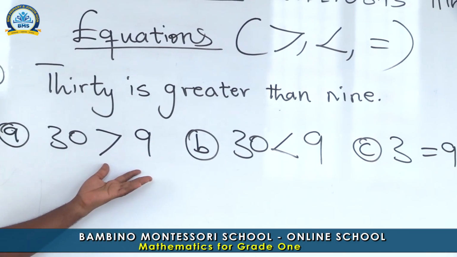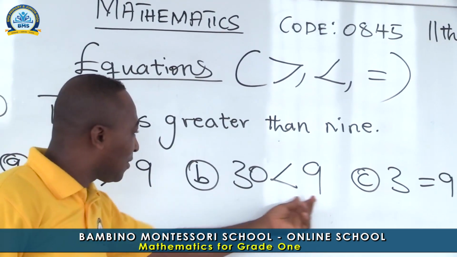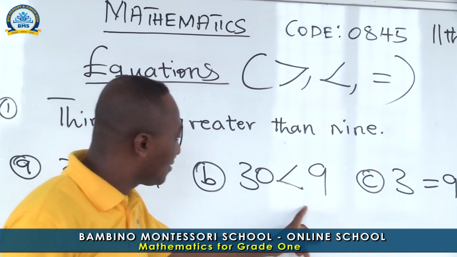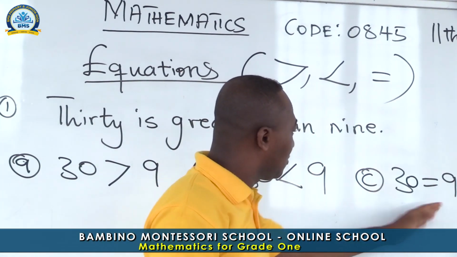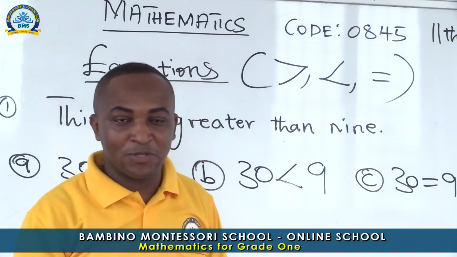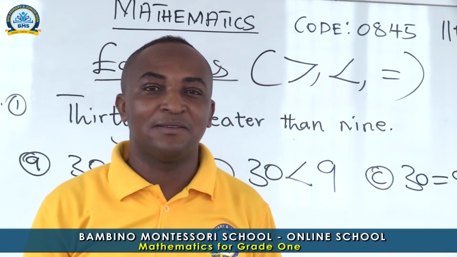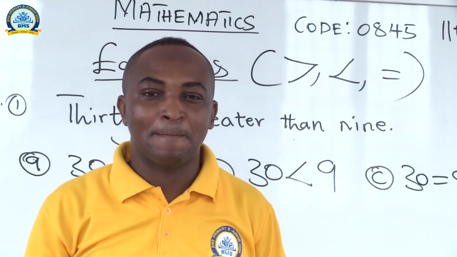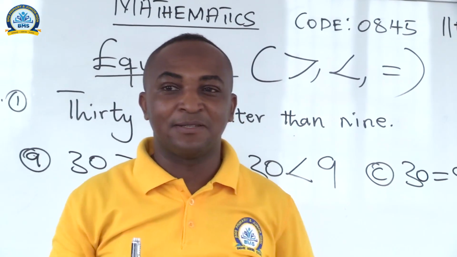We have this one using the sign over here, another one using another sign, and the last one here using this sign. Which one is correct? Can you remember, when you say 30 is greater than 9, which one is the greater sign? I told you you shouldn't worry about the sign.